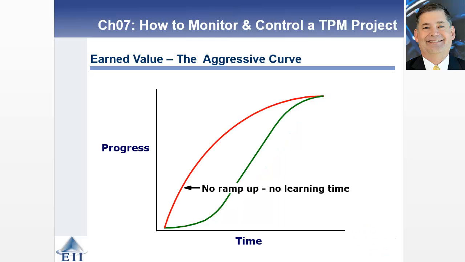And what you're doing with earned value is you're actually tracking the actual versus the budgeted. And in this particular case, you've got a project that had no ramp-up time. Look how much progress was made early on. There was no learning time associated with this. That line just goes straight up in terms of progress, and then things slowed down, but it did finish on time. So this is an example of an aggressive curve associated with a project.